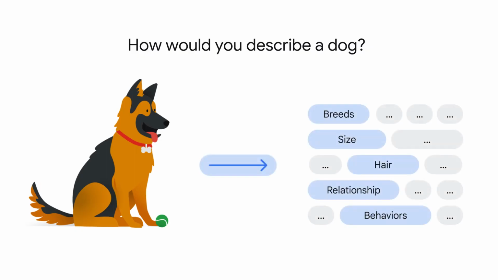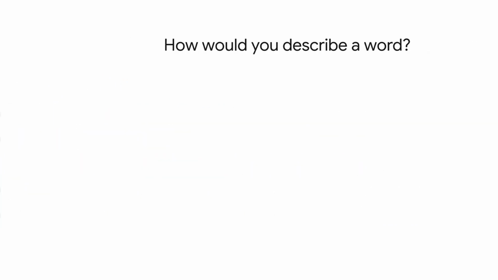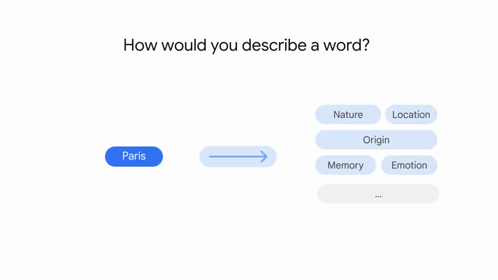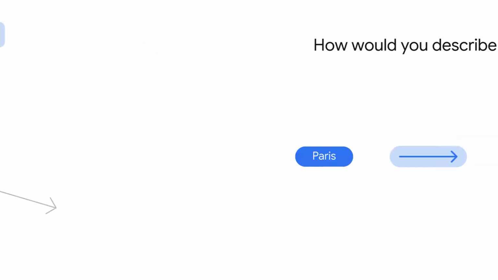Exactly. You actually describe the dog with multiple dimensions: their breed, size, coat color, relationship to you, and their behaviors. How about a word? How do you describe, say, Paris? Oh, I get what you mean. Similarly, I can describe a word based on different properties like its nature, capital city, location, Europe, origin, and even the memories and emotions I associate with it.